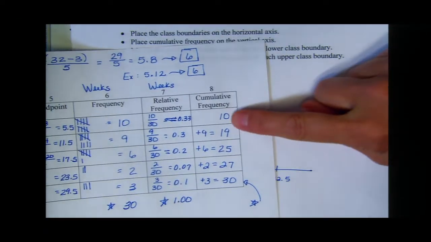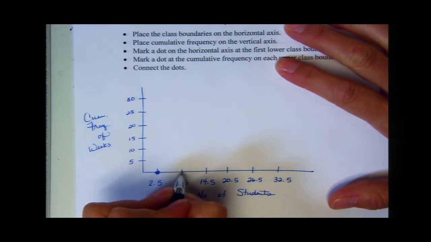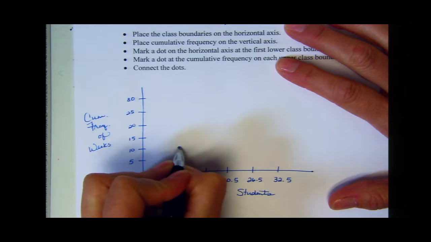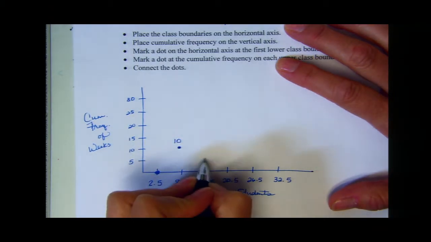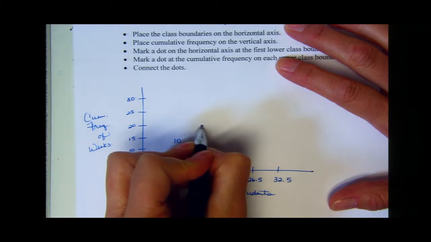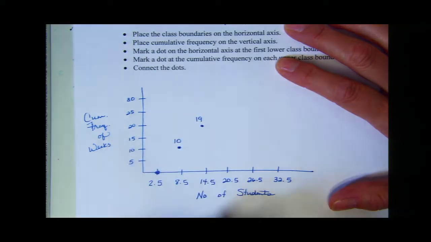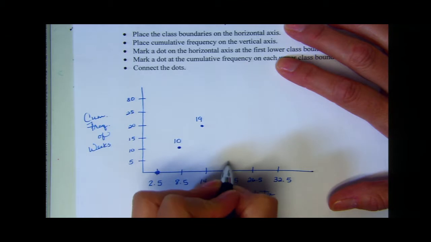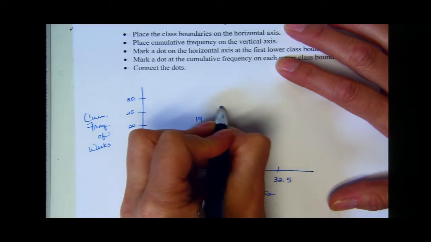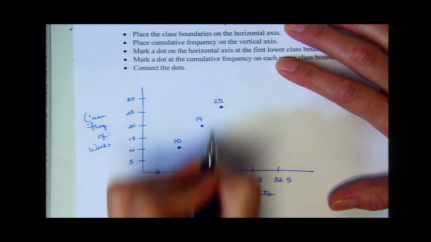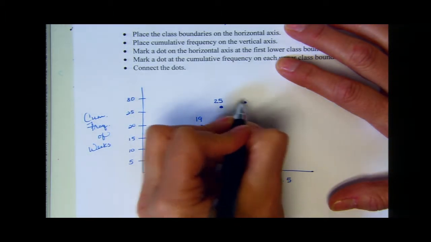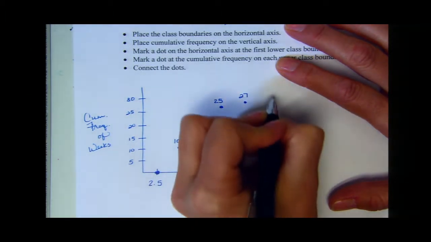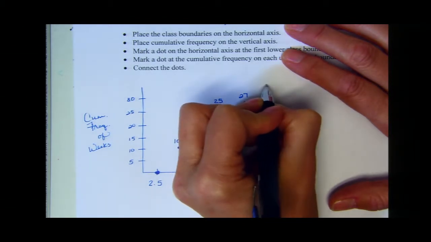So now I'm going to find 10, which would be here. I'm going to put the number above it, and then we have 19. And then we have 25, 27, and then we have 30. And now I'm going to connect my dots.